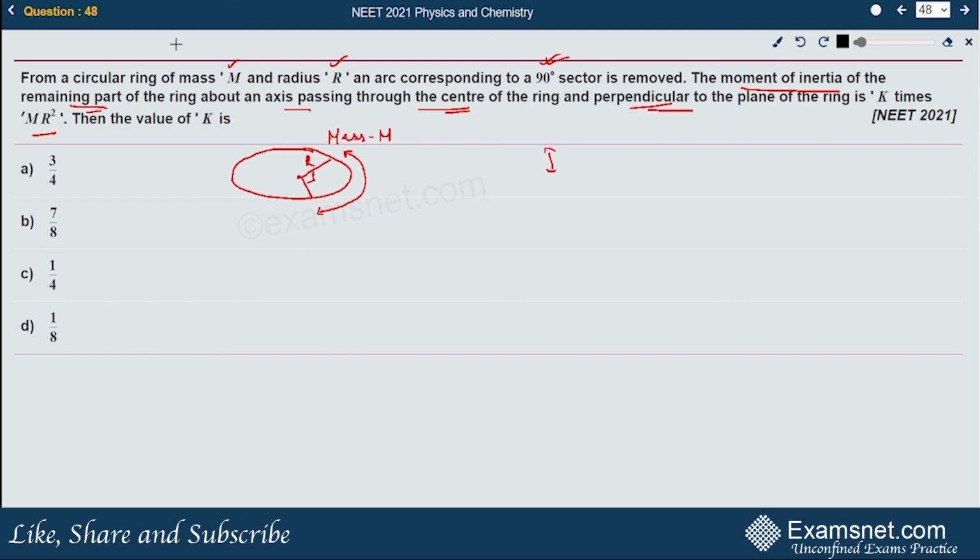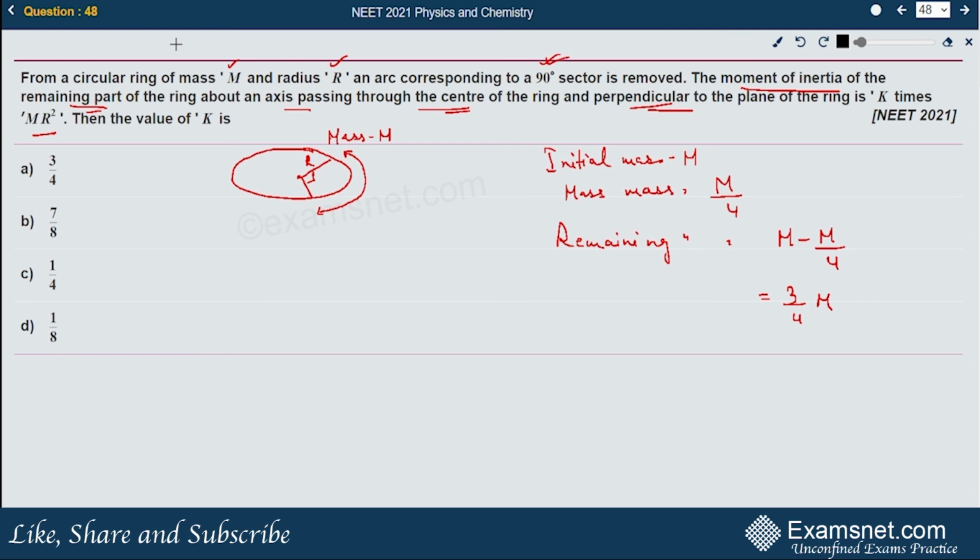So the initial mass is M, and the mass removed will be the same as the portion that is removed. So 1/4 is removed, so M by 4 is removed. What is the remaining mass then? The remaining mass will be the initial mass, that is M, minus the mass that has been removed, that is M by 4. So here we'll get 3 by 4 M. So this is the remaining mass.